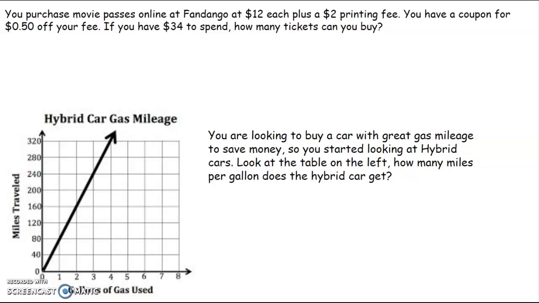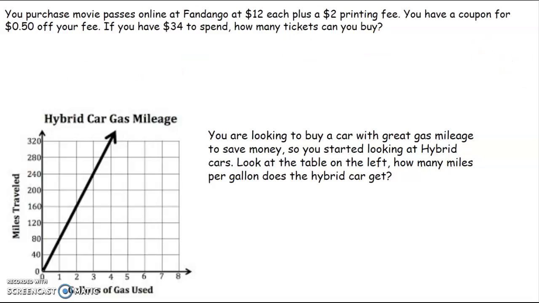We are going to be doing a helper video for the extended response. It says you purchase movie passes online at Fandango for $12 each plus a $2 printing fee. You have a coupon for 50 cents off your fee. If you have $34 to spend, how many tickets can you buy?